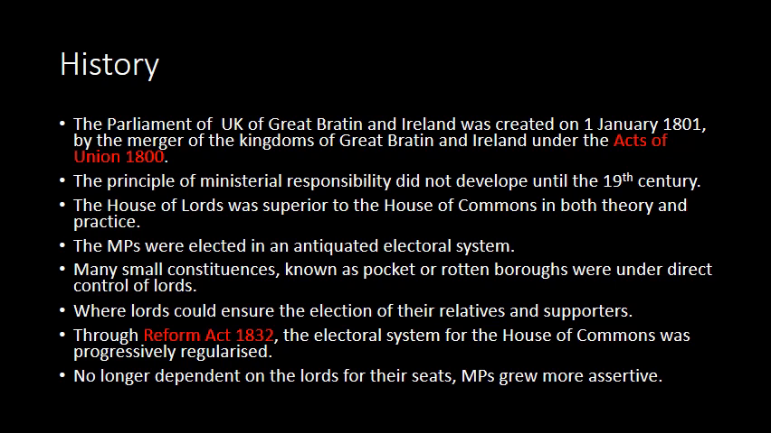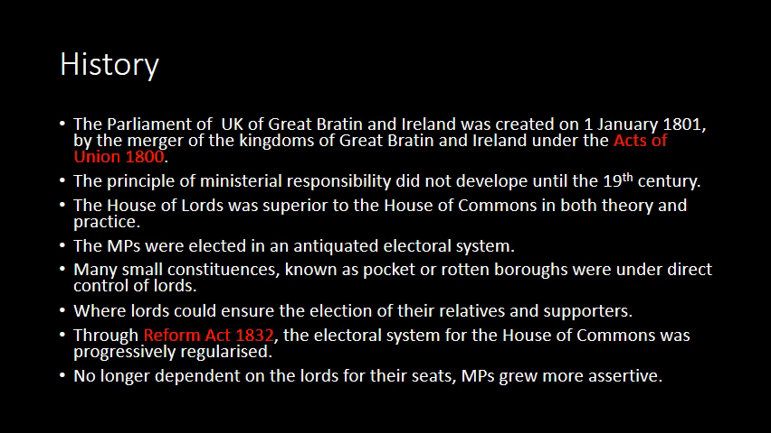The members of parliament were elected in an antiquated electoral system. That is, the constituencies varied to a great extent from one constituency to another. Some of them were large and some of them were small. For example, in some constituencies 7 voters could elect 1 MP. Many small constituencies, also known as pocket or rotten boroughs, were under direct control of lords. So the lords could ensure the election of their relatives and supporters in those constituencies.